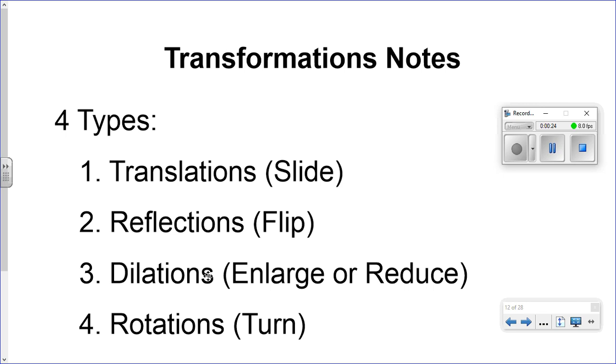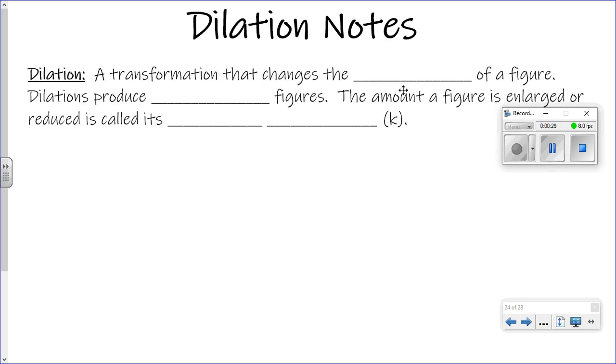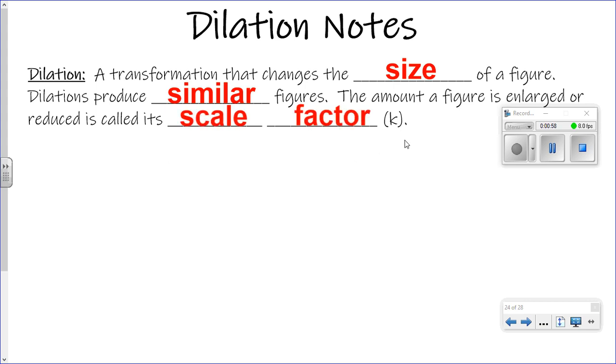And so in this video, we're going to discuss dilations. Whereas when we talked about translations and reflections, the image and the pre-image were the same size, they were congruent to each other. A dilation is a transformation that changes the size of a figure. A dilation produces a similar figure, which means they might not be the same, but they have the same ratio for all the sides. The amount a figure is enlarged or reduced is called its scale factor, and you often see that with the letter K.